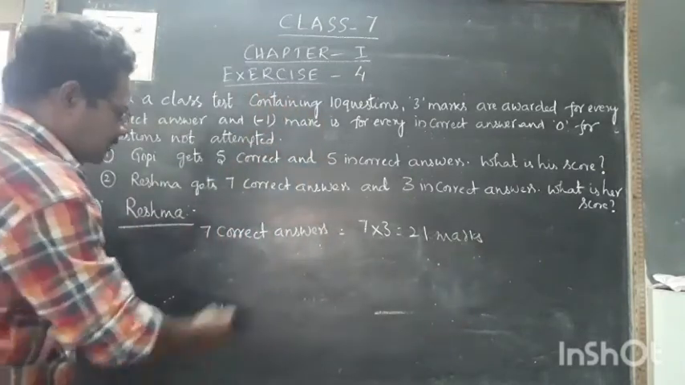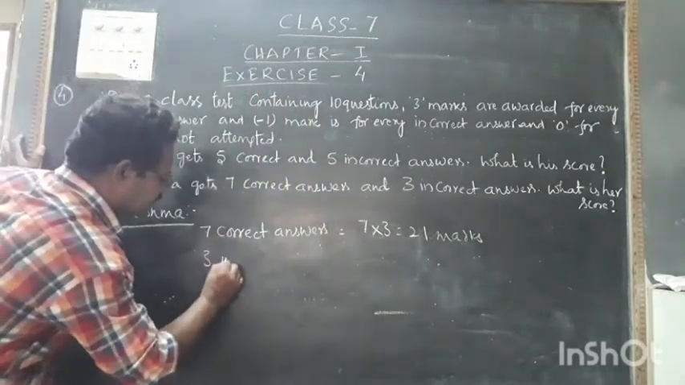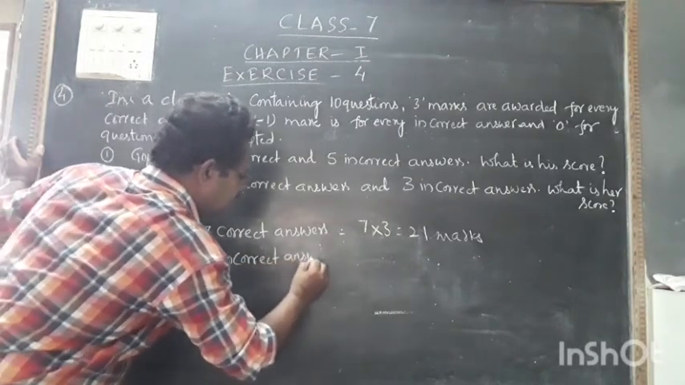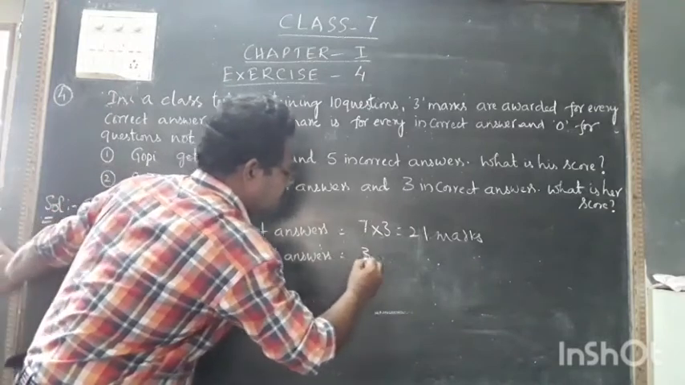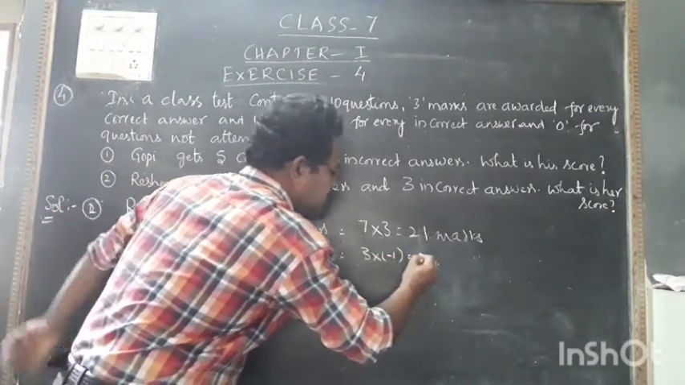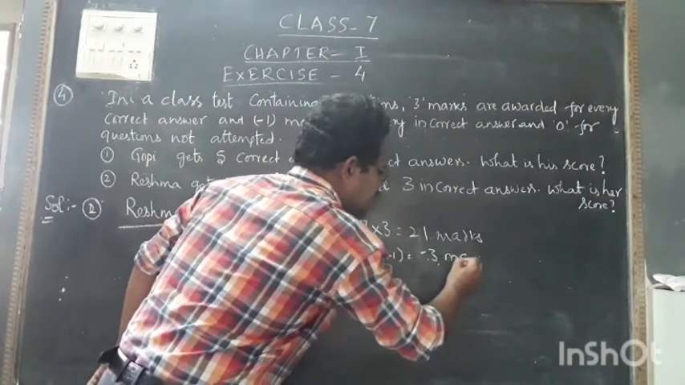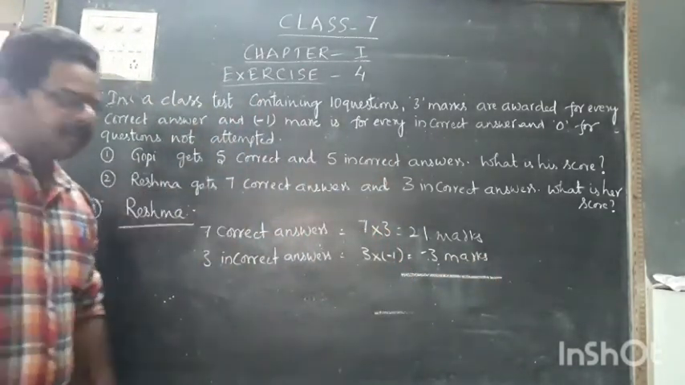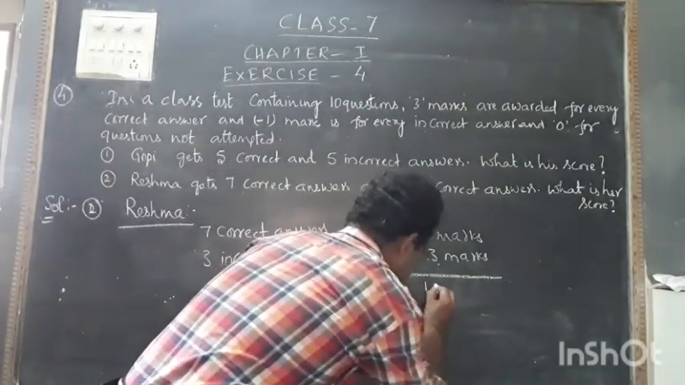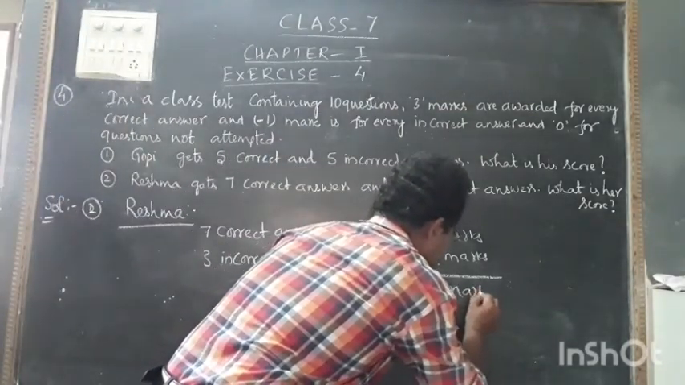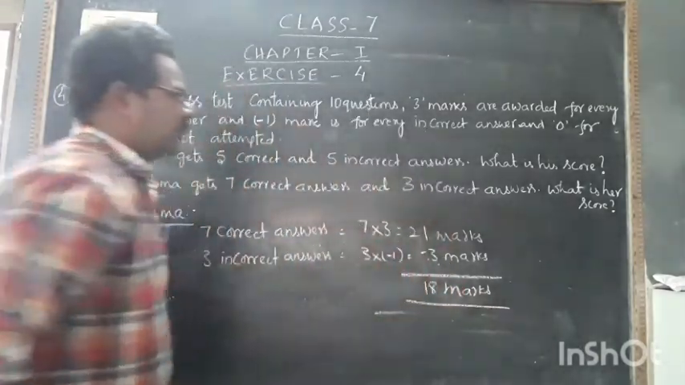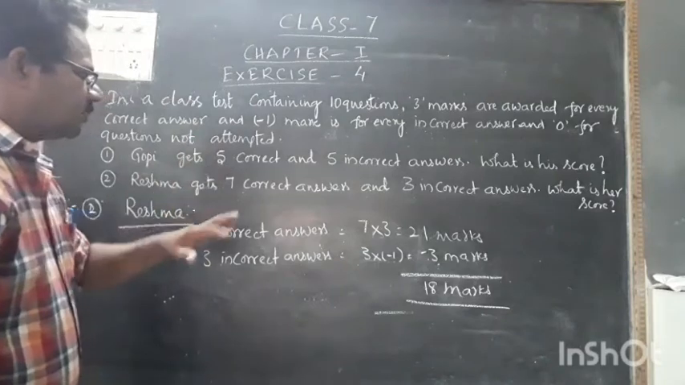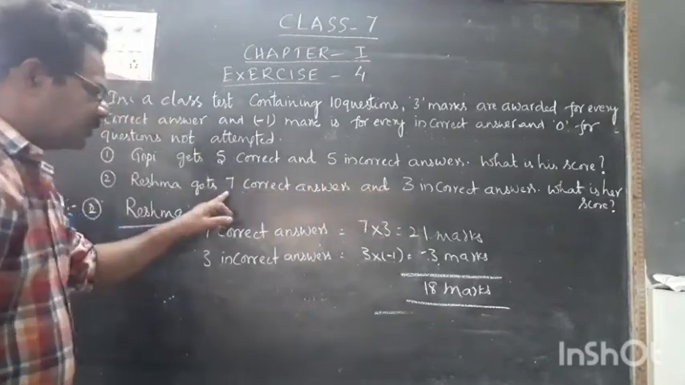21 marks. Next, 3 incorrect answers. 3 incorrect answers is equal to 3 into minus 1, which is equal to minus 3 marks. Out of 21 marks, we have to subtract 3 marks. 21 minus 3 is equal to 18 marks she will get. Out of 30 marks, because 3 questions are incorrect and 7 questions are correct.